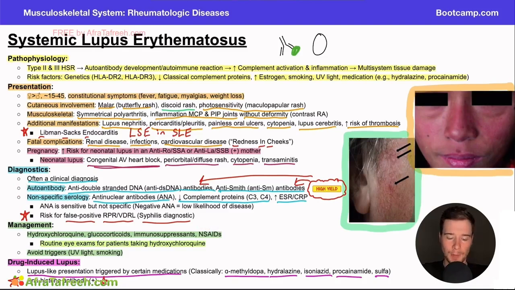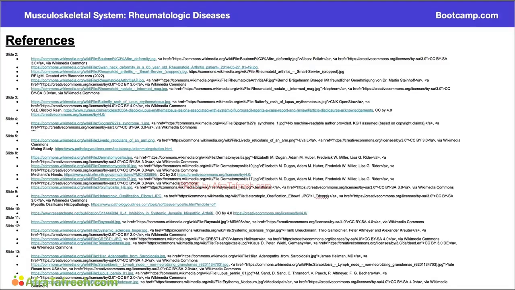When we talk about the management here, we're talking about immunosuppressants, hydroxychloroquine, and NSAIDs for symptom management. Hydroxychloroquine is a good medication for this. However, it does come with some risk for the eyes, and thus regular eye exams are important. And finally, we also need to know about the special scenario of drug-induced lupus. Again, similar presentation to above. However, these patients have the lupus presentation not because they have a true autoimmune reaction, but because they have a medication that is causing a similar presentation in their body.